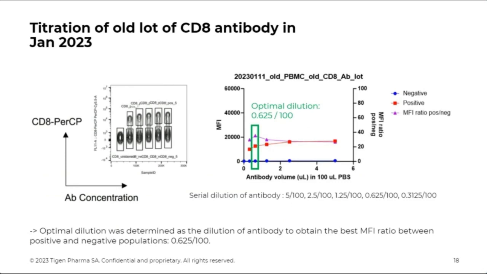This is just showing how the titration of the old lot of antibody looked the first time we did it on the PBMCs. In the histogram here, we have the CD8 MFI signal on the y-axis and the antibody concentration on the x-axis. And here we have the graph with the results compiled. And you can see the highest point of the MFI ratio, positive to negative. And this was found to be at the volume of 0.625 microliter of antibody to the 100 microliter of sample that we had.